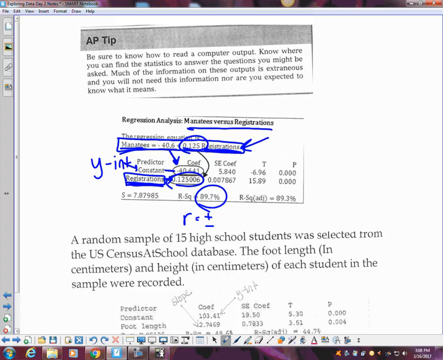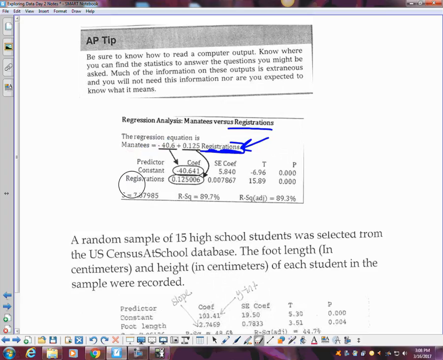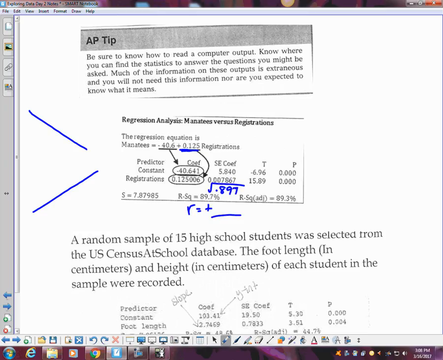Here's how you tell. Go look at your slope. If your slope is positive, then your r should be positive because that means it's a positive relationship. If your slope is negative, your r should be negative. Okay? Well, our slope is positive. So whatever you get when you square root 0.897 is going to be our positive r value. So they don't give you the r, they give you the r squared, but you have the ability to find r.